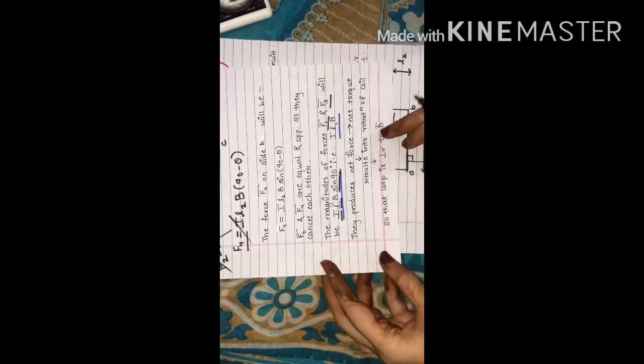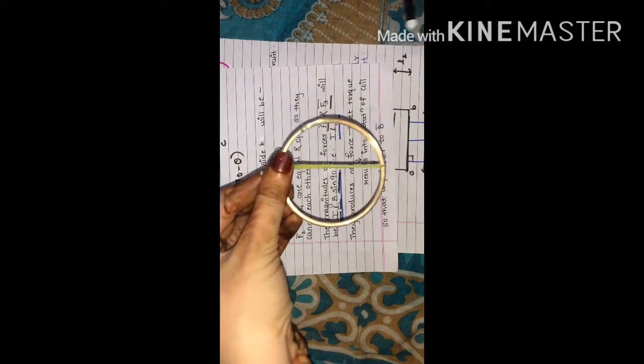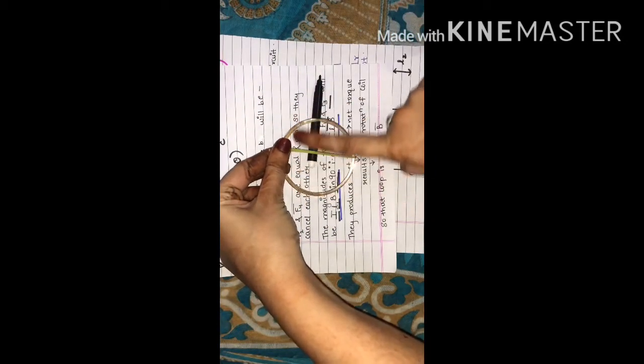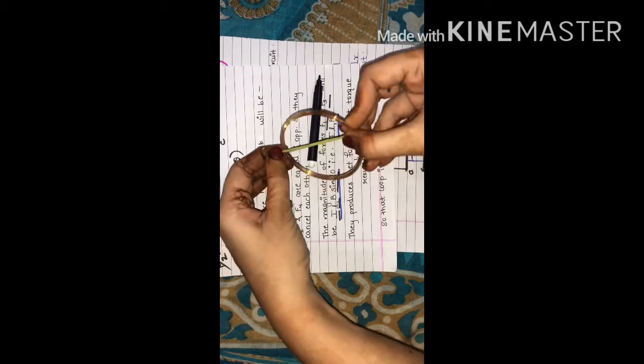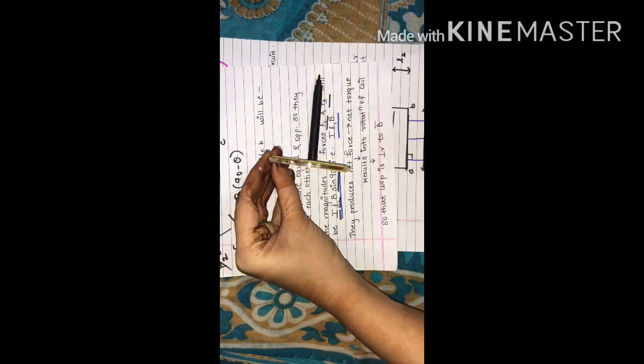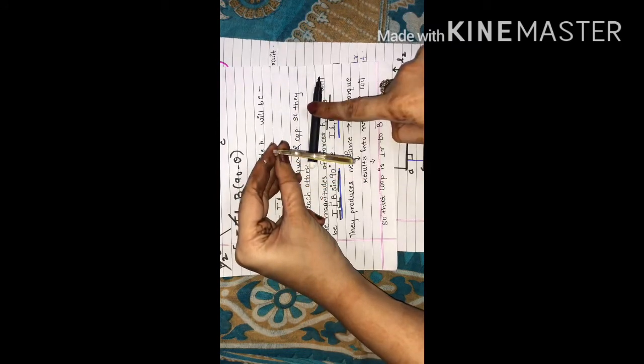And due to this torque, the coil becomes perpendicular to the magnetic field. How? See, if this is my coil, this is the plane of the coil. The magnetic field is in this direction, so the plane of the coil is parallel to the magnetic field. This torque makes the coil rotate. And see, now my coil, or my loop, is perpendicular to the magnetic field. So this torque makes the coil perpendicular to the magnetic field.